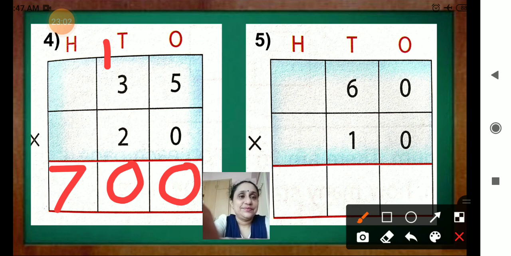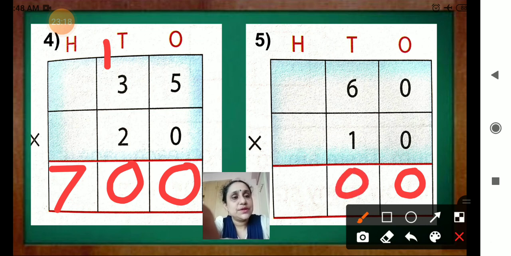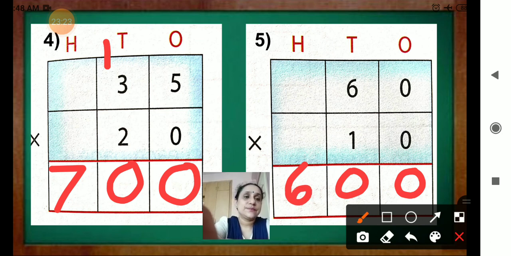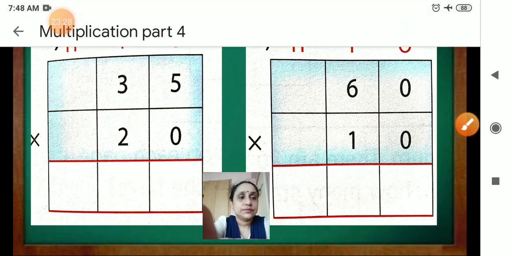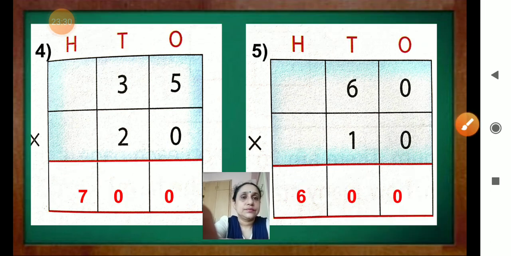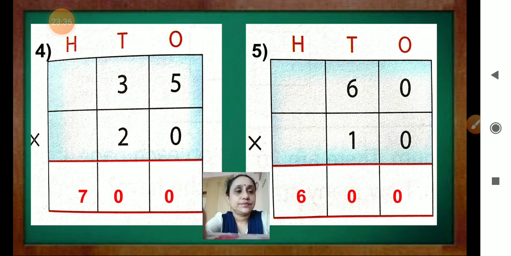Done? Now question 5. 60 multiplied by 10. What you will do? How many zeros are there? 2 zeros. So start from the ones place. 1 0, 2 0, and then 1 6 are 6. 600. Okay? Correct?